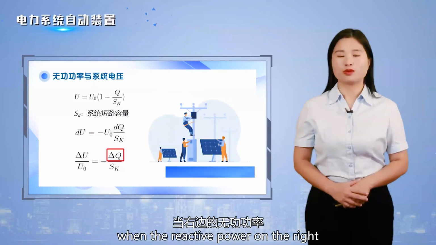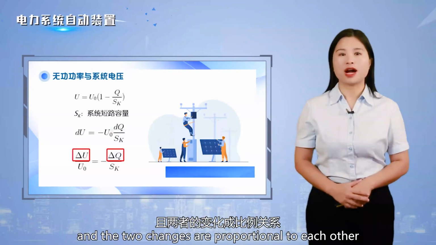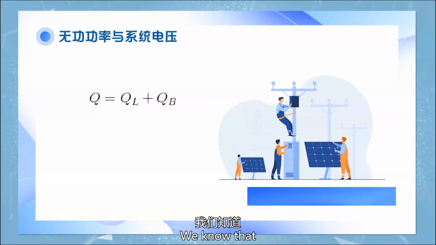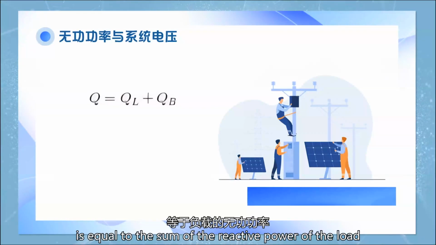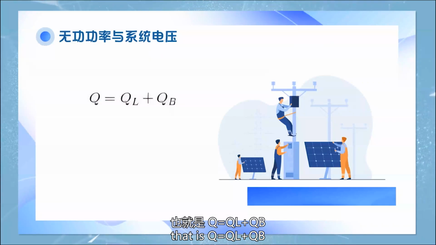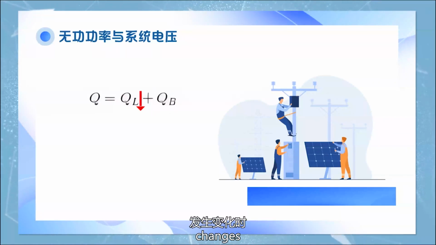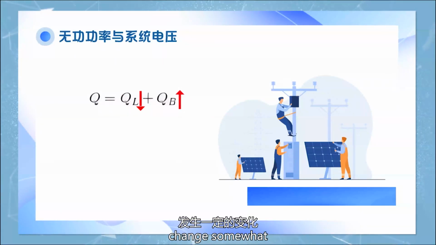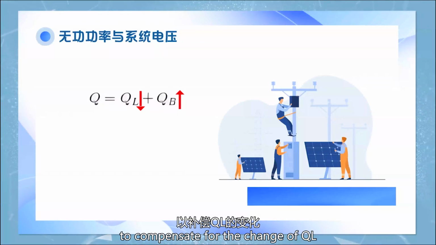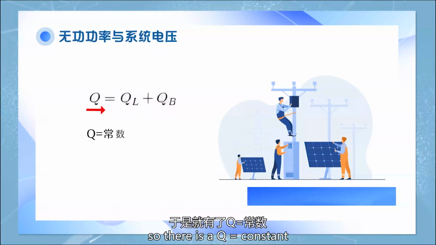That is, when the reactive power on the right changes, the system voltage also changes, and the two changes are proportional to each other. We know that the total reactive power of the system is equal to the sum of the reactive power of the load and the reactive power of the compensator. That is, Q equals QL plus QB. If the load reactive power QL changes, the compensator QB can also change somewhat to compensate for the change of QL, so it can maintain the system voltage U unchanged. So there is Q equals constant.